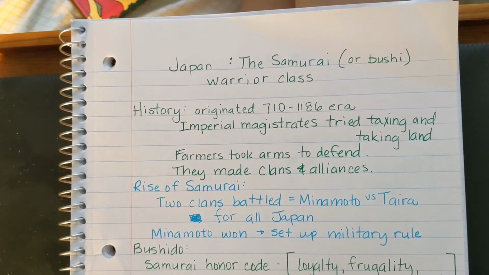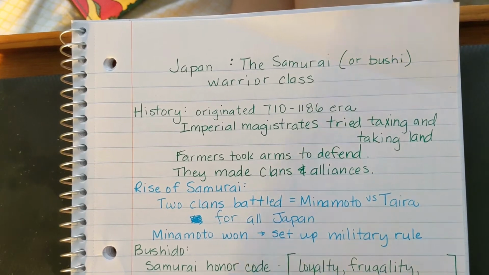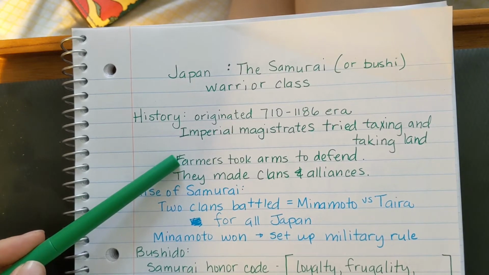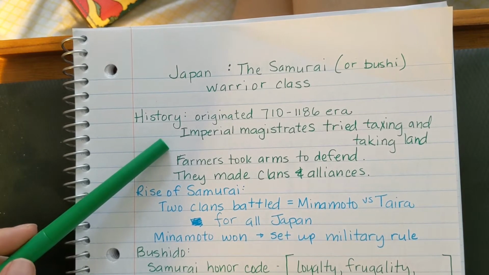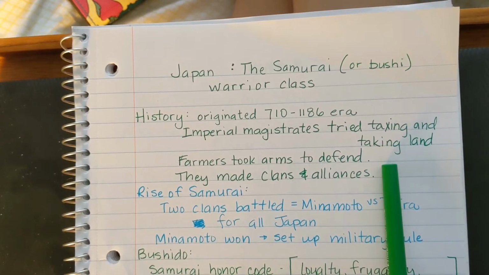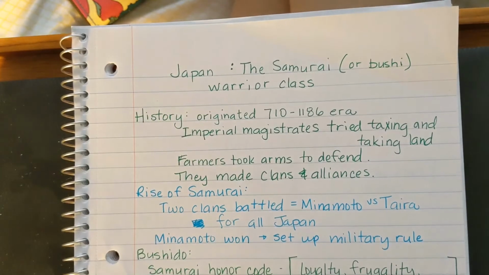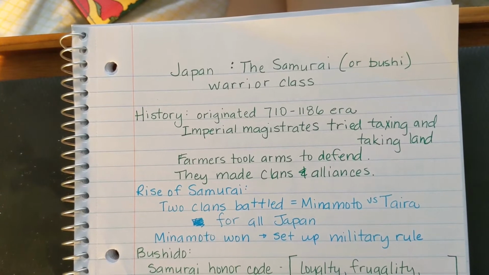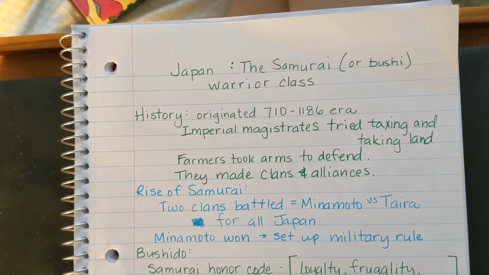They originated in the period called the Minamoto period, which was from 710 to 1186. What happened? We have our imperial magistrates, and they went to the farmers. They hired thugs and warriors of their own and said, we're going to tax you and take your land. And the farmers said, no, you're not. And they took up arms and defended themselves. And they got good at it. And then they developed clans and made alliances. And they held together. And they created the samurai.